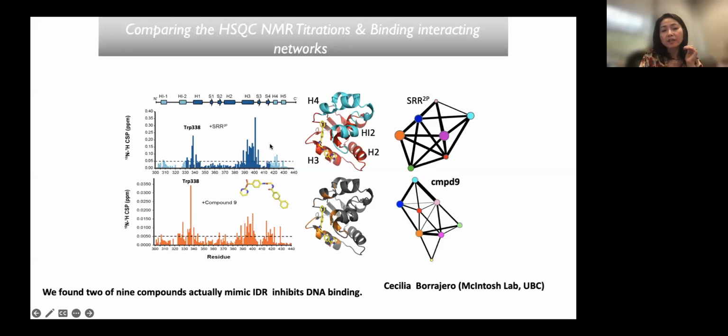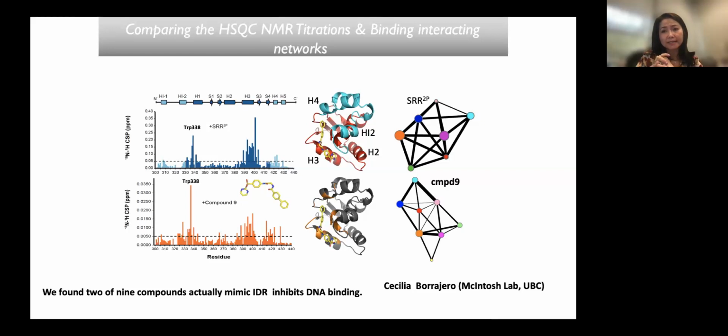Like that of the disordered region, from recent NMR titrations. And we also compared them, and how do we know that the chemical, the physical binding interactions that occurred are similar.